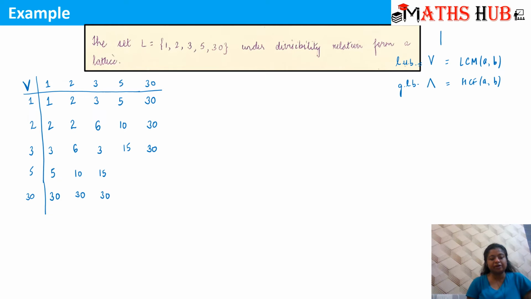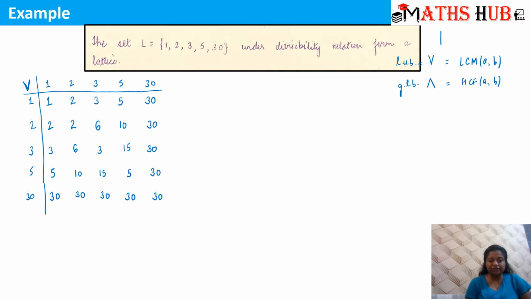Next, 5 join 5. The LCM is 5. 5 join 30. The LCM is 30. Now let's fill 30 over here. And the last cell refers to 30 join 30. And we get the LCM as 30. Right? Now, after you have completed the join table, whatever entries you are getting over here, check whether all these elements they belong to set L or not.